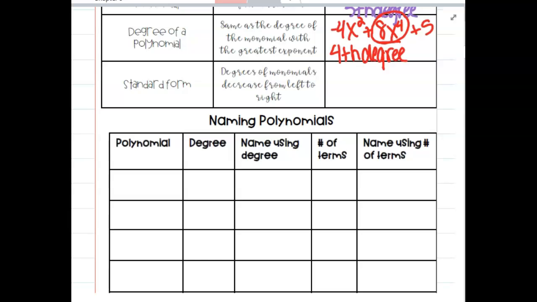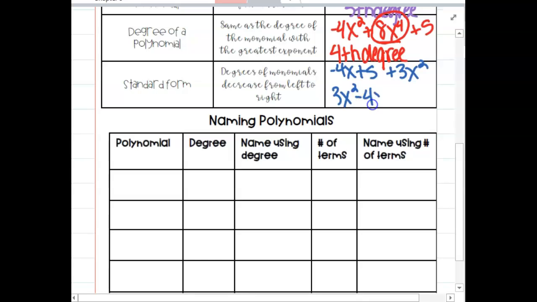So if I had like negative 4x plus 5 plus 3x squared. If I wanted to write that in standard form, you find your biggest exponent, which is going to be this 3x squared. You're going to write that first. Now, whenever you're rearranging these, keep in mind that the sign in front of the term is the sign that goes with it. So this is a positive 3x squared. After the x squared would come the x. Now notice this is a negative 4x, so I'm going to say minus 4x. And then we're going to do the plus 5. That would be the standard form of that polynomial.